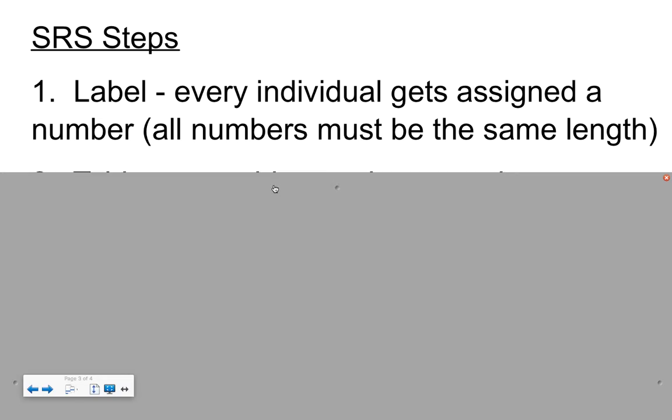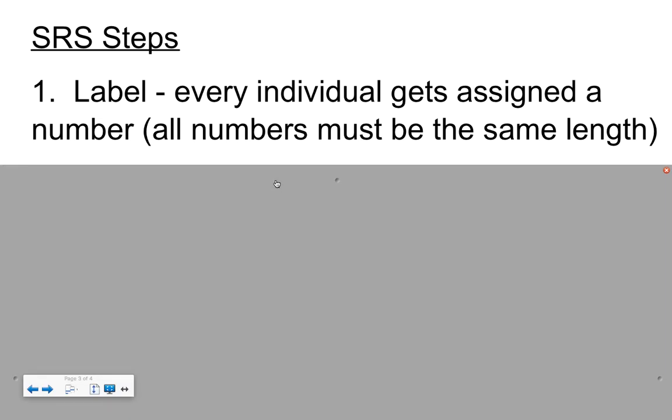So to find a simple random sample using a random digit table, we have 2 steps here. The first one is to label. Every individual gets assigned a number, and all numbers must be the same length. If I were labeling you guys, I would start with 1, 2, 3, and go all the way through 31.